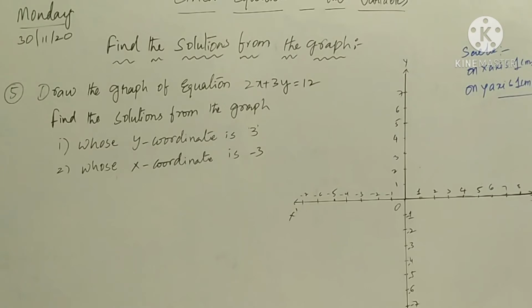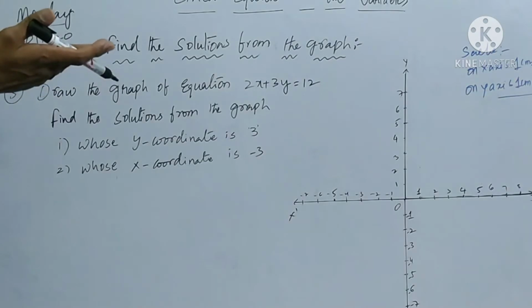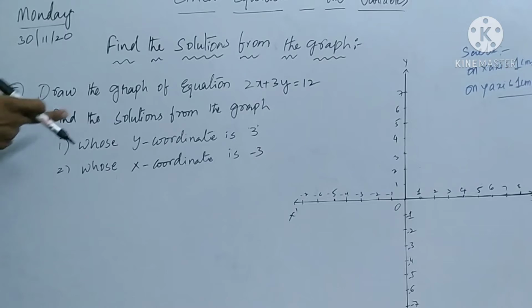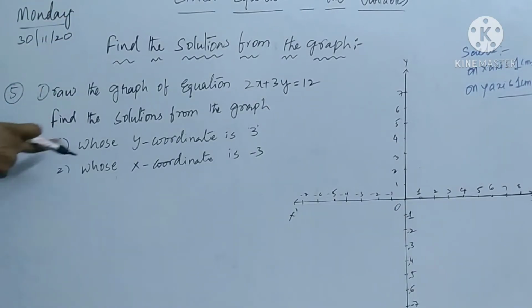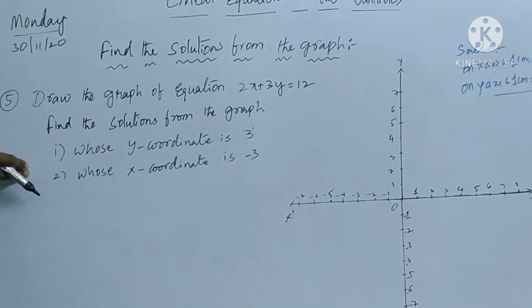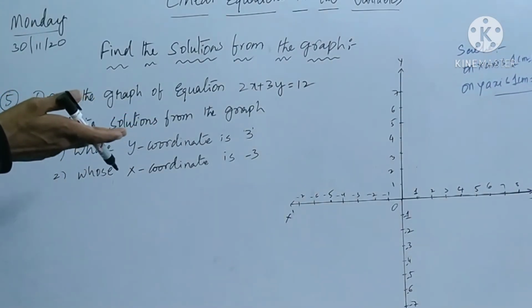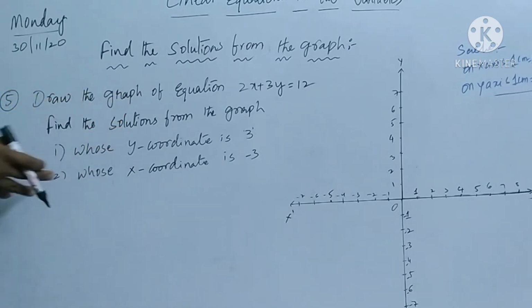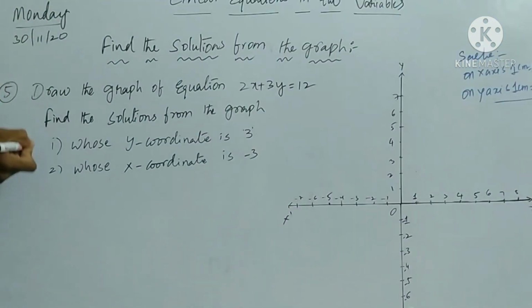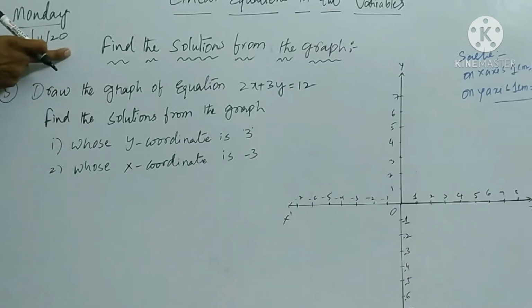This is our fifth problem from exercise 6.3. Draw the graph of equation 2x plus 3y is equals to 12. This is the first one. And find the solutions from the graph whose y coordinate is 3, means y is equals to 3, and whose x coordinate is minus 3, means x is equals to minus 3. This question is related to our topic, find the solutions from the graph.